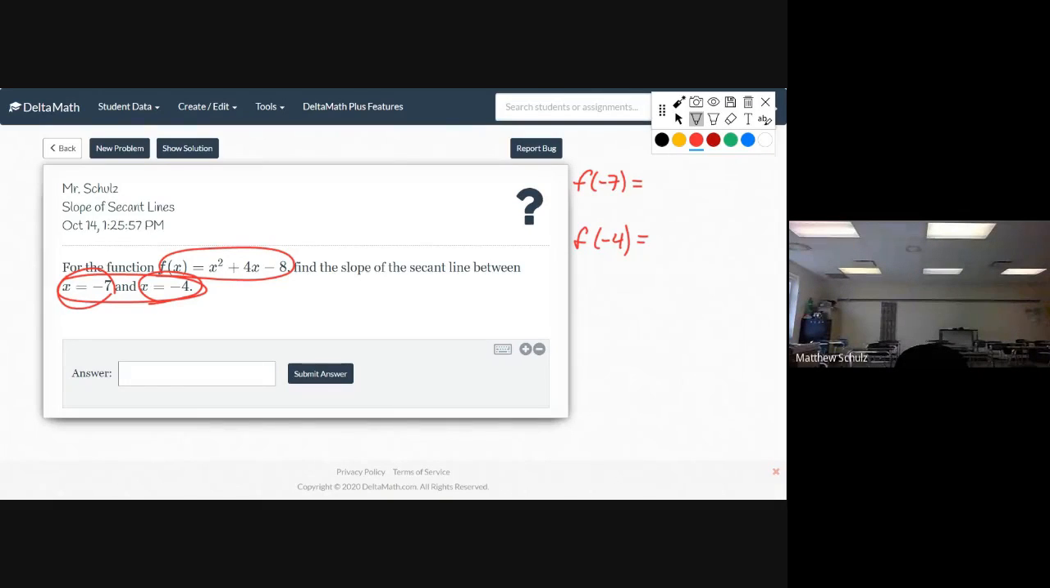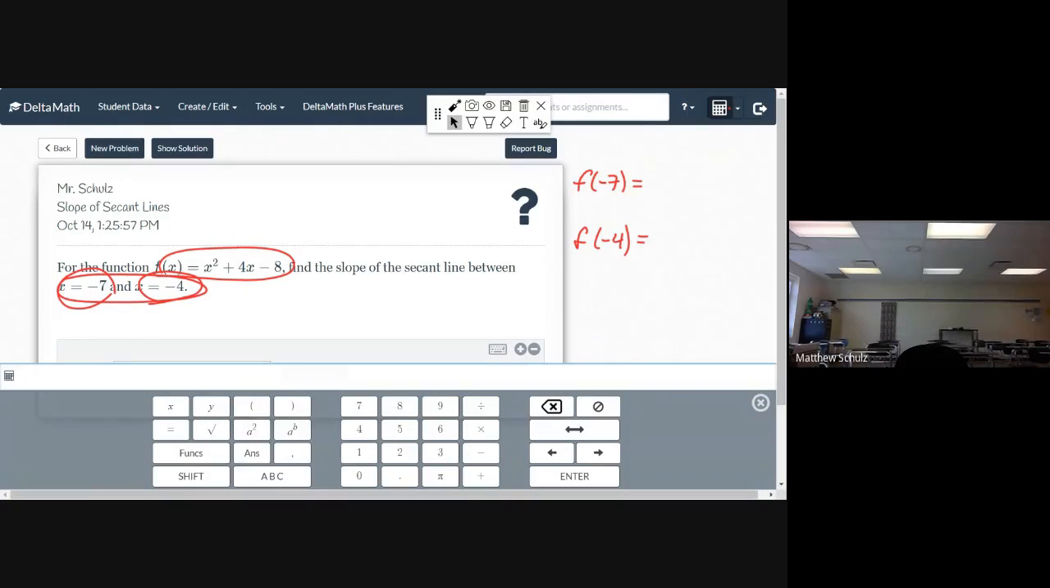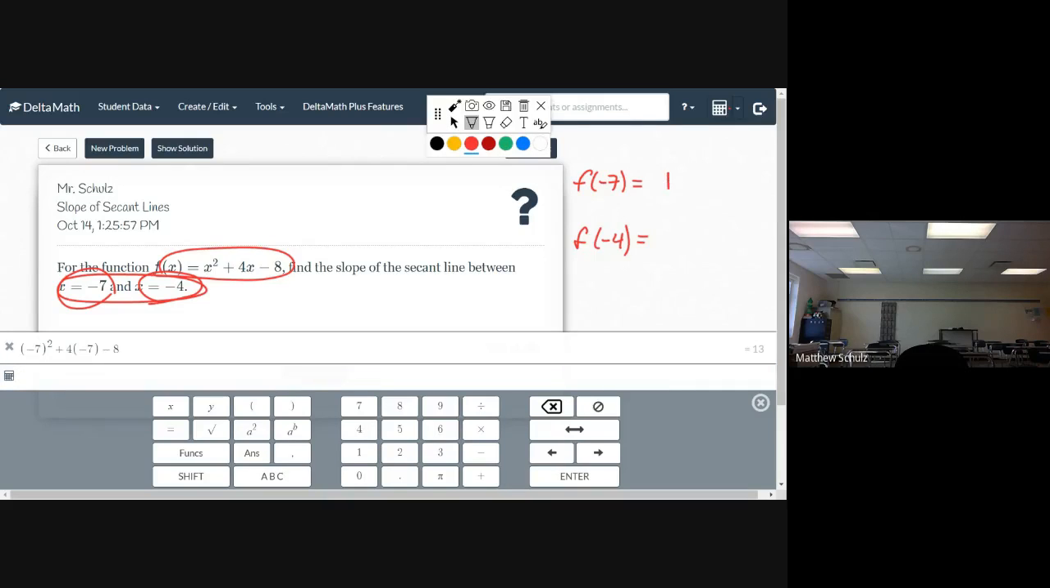Okay, so if I use my calculator here, which I'll show at the bottom, for -7, that's going to be -7 squared plus 4 times -7, and then -8. That gives me 13. f of -7 is 13.